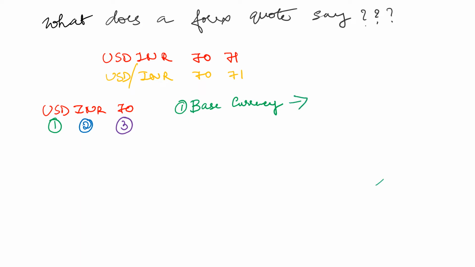Base currency means it is the currency that you buy or sell, and it is always expressed in one unit. Whenever you see a quote, if USD is first, it means 1 USD. If INR is in the first position, it means 1 INR. If GBP is in the first place, then 1 GBP. It is always expressed in one unit.